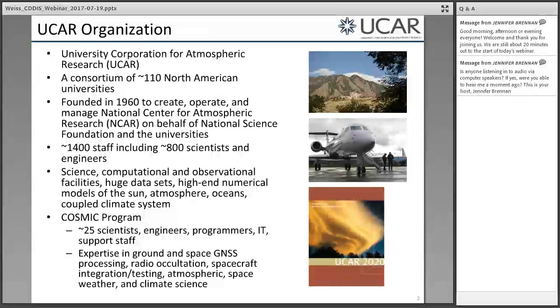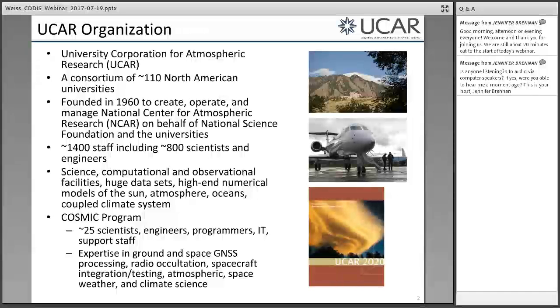The organization has about 1,400 staff, 800 scientists and engineers. They have a broad range of expertise ranging from computational and observational facilities, big data sets, numerical modeling of the sun, atmosphere, and ocean system. You can see a picture on the right. They fly a couple of aircraft for test campaigns to do empirical measurements of atmospheric phenomena. The top picture is one of the facilities called the Mesa Lab. It sits right up against the foothills here in Boulder, and then there are various other facilities in the area.